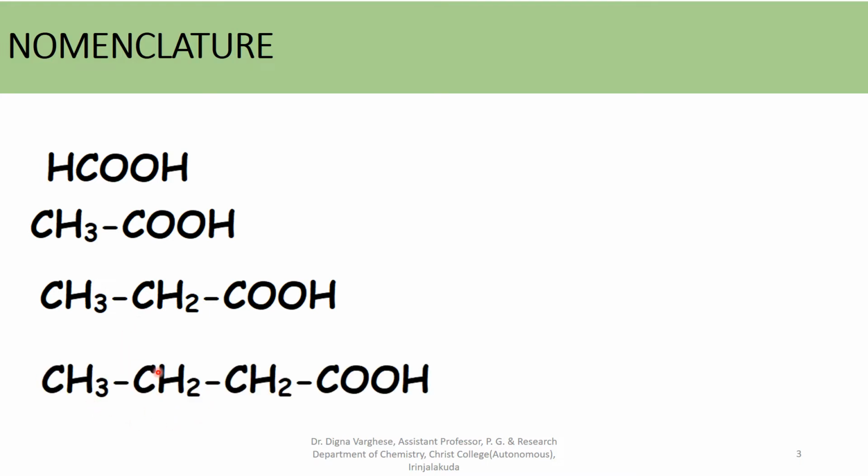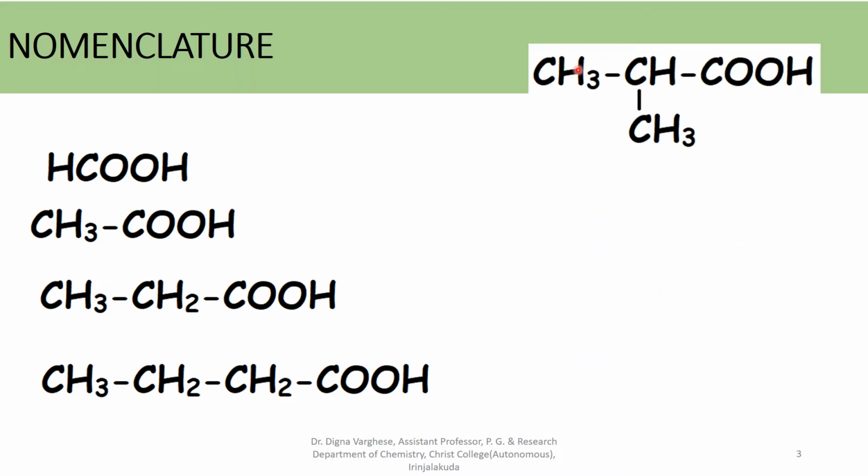Here you can see 4 carbon atoms in the chain. So the main or parent compound is butane, and it contains a carboxylic acid group. So it is known as butyric acid or butanoic acid. Its IUPAC name is butanoic acid. Its common name is butyric acid.